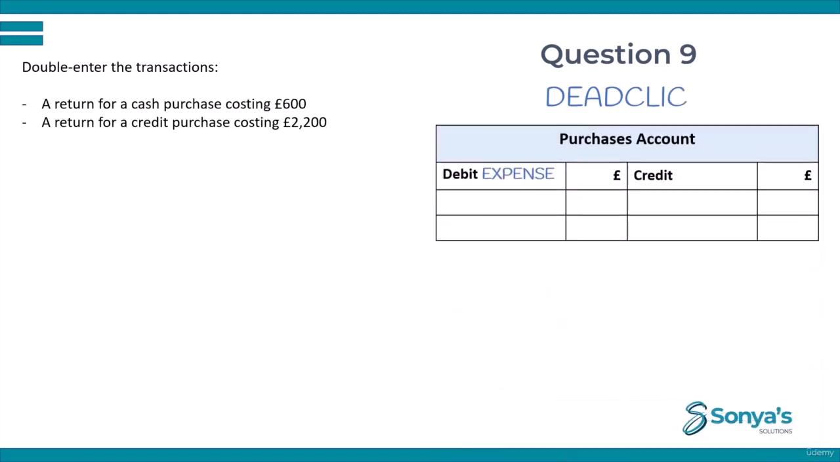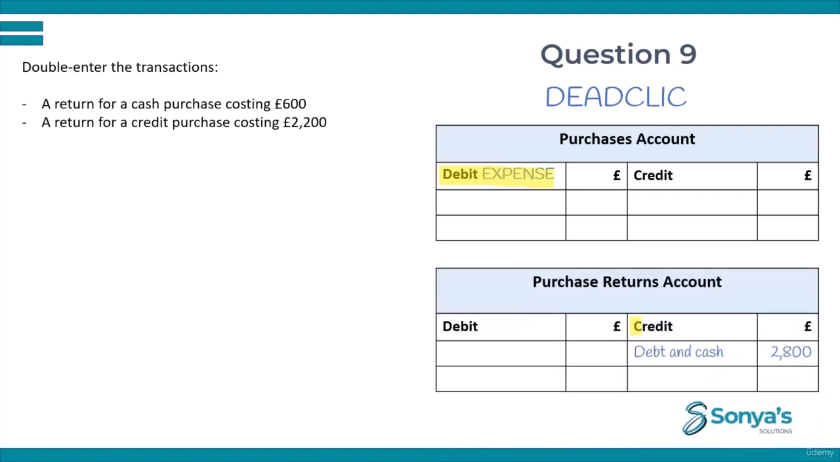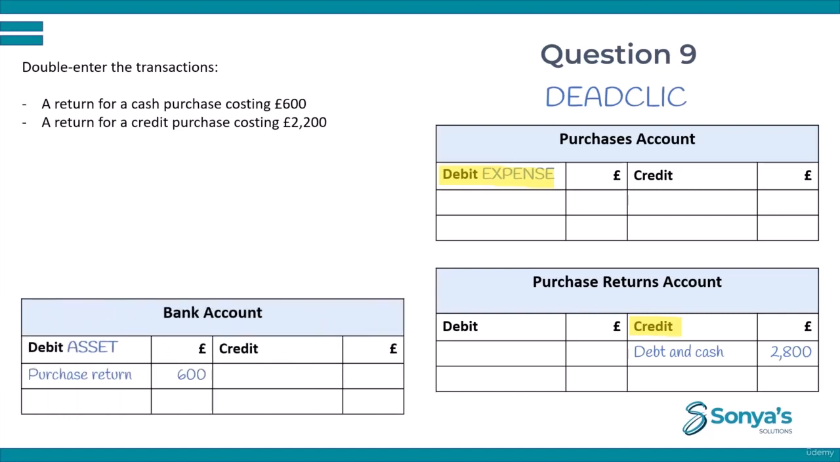Purchases are an expense, a debit record. The purchase returns account provides the credit entry for this account. We add all the purchase returns to the purchase returns account with a debit entry. The refund is debited to the bank account to increase the bank balance, the asset of cash.